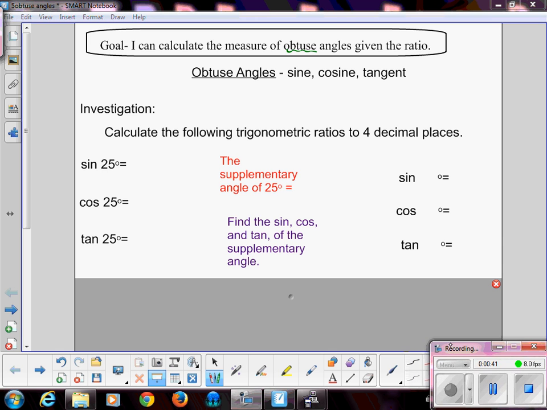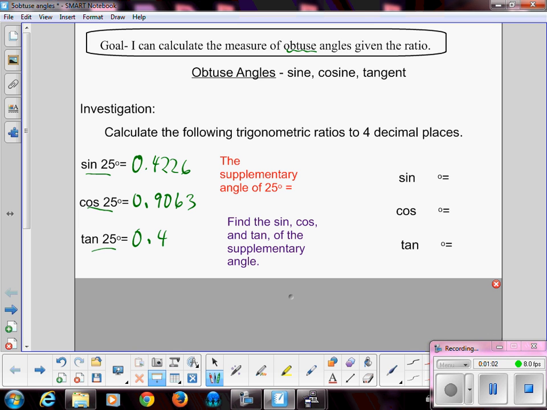The first thing we're going to look at says: calculate the following trigonometric ratios to 4 decimal places. Notice I've got the sine of 25, cos of 25, and tan of 25. If I take my calculator, I end up with 0.4226, 0.9063, and 0.4663. So nothing's strange there. I punched it in, and out it came.